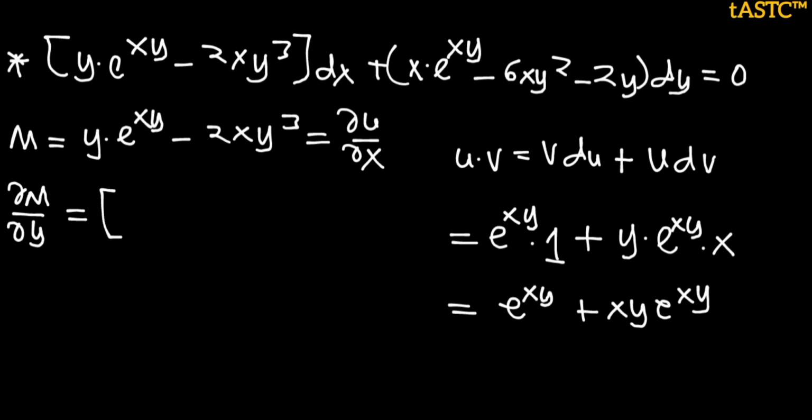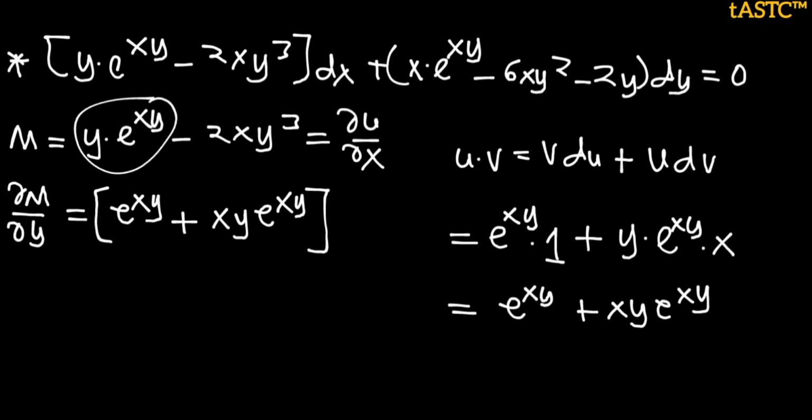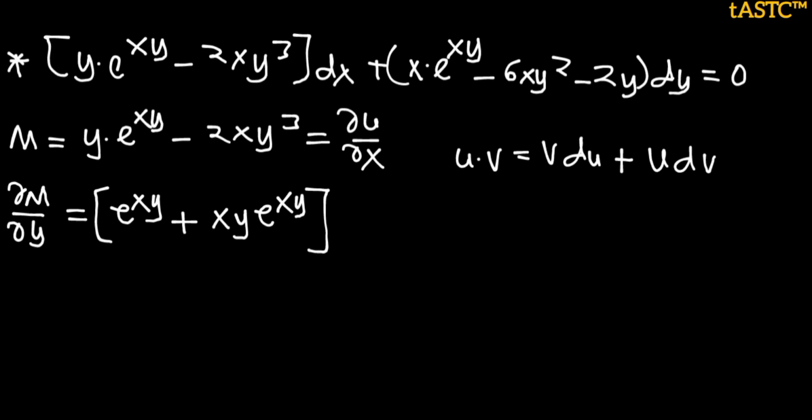So I need to write that here. This will be e to the xy plus a xy, e to the xy. Well, that is just for the first part of m. So we need to find that for the second.